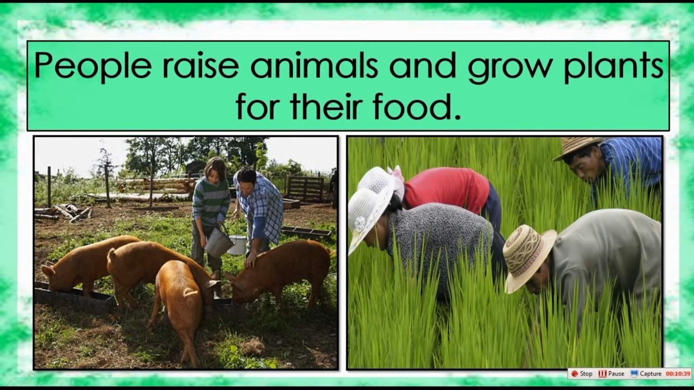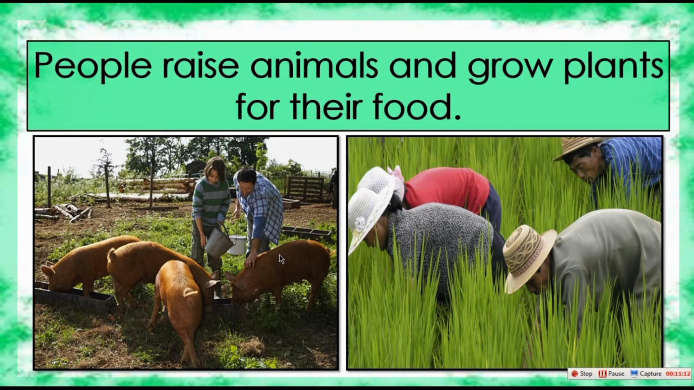Next, people raise animals and grow plants for their food. Because humans have brains, we can find other ways for us to eat. So that is why humans are planting some rice, and they are raising some pigs, cows, and chickens in order for them to eat.